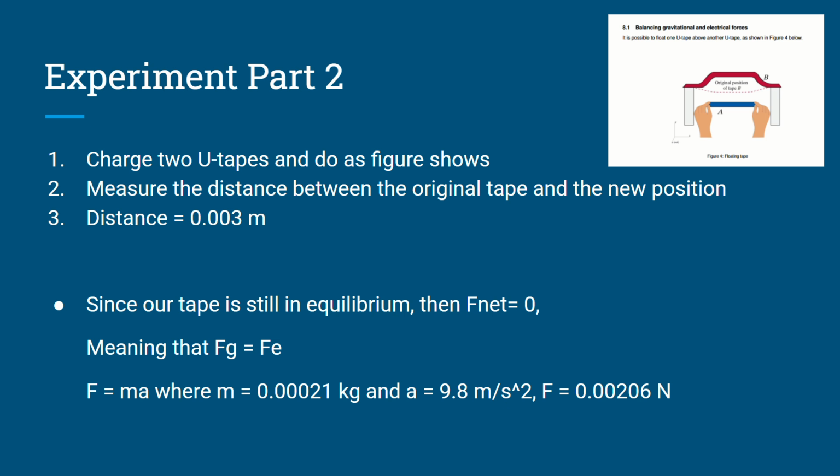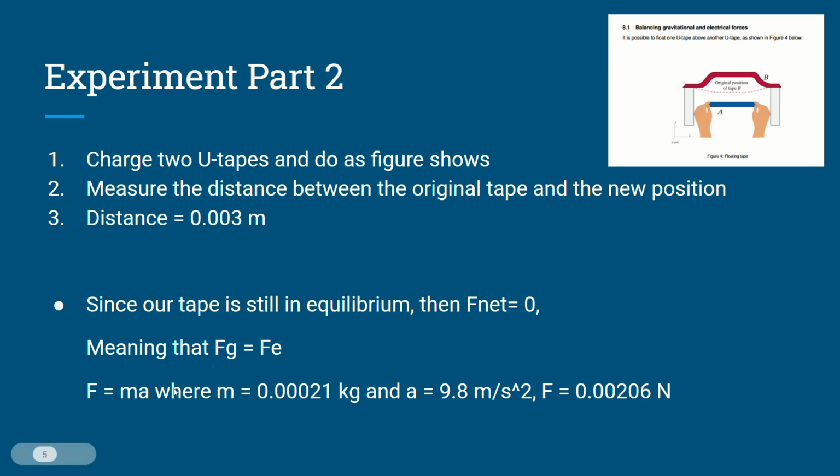Now, since our tape was in static equilibrium, then the net force must have been equal to 0. And if we were looking at just the y direction and really only considering the electric and gravitational forces, that would mean that the force of our gravity has to be equal to the force of electricity, because they are acting in opposite directions for it to not be moving.